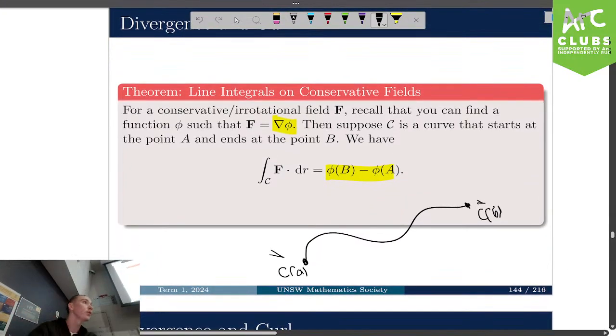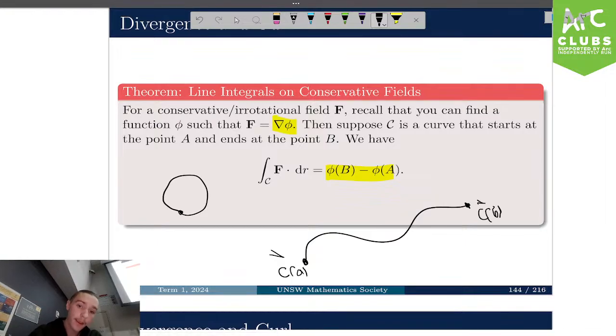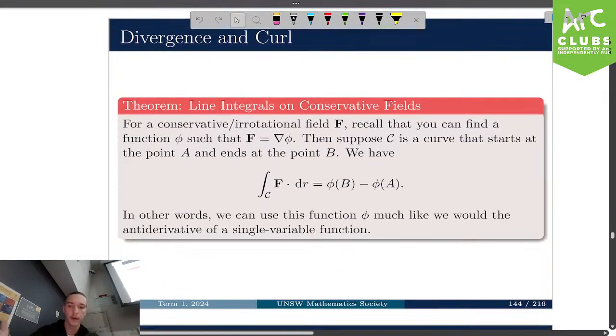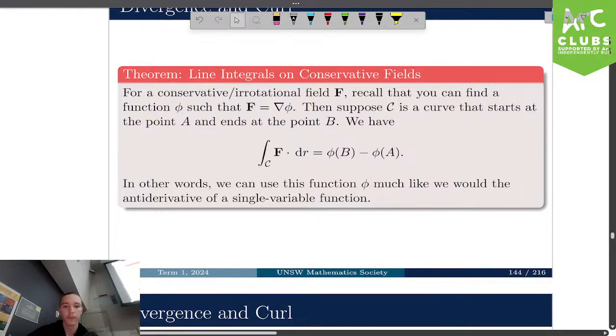And a unique consequence of this theorem is that if we draw a closed loop, our start point is our end point. So that means that these will be the same, and we're just subtracting the same thing from itself, so it'll be 0. So in other words, if we're in a closed loop, we draw a little circle here. So this is, of course, given that f is a conservative field. So really neat consequence of this theorem. So yeah, we can think of this much like the antiderivative.